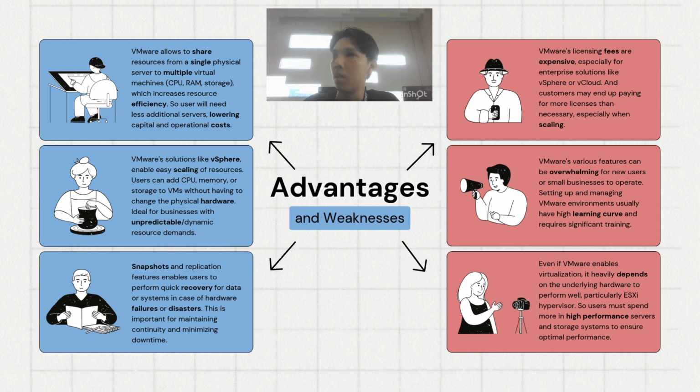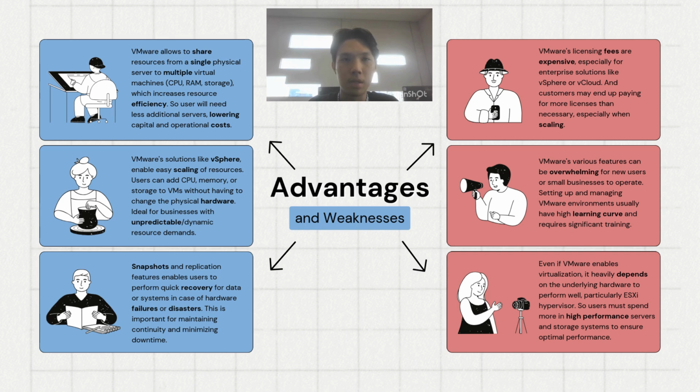The second advantage is that VMware solutions like vSphere enable easy scaling of resources. It means users can add CPU, memory, or storage to the VM without having to change the physical hardware itself. This is ideal for businesses with unpredictable or dynamic resource demands. The keyword is scalability.